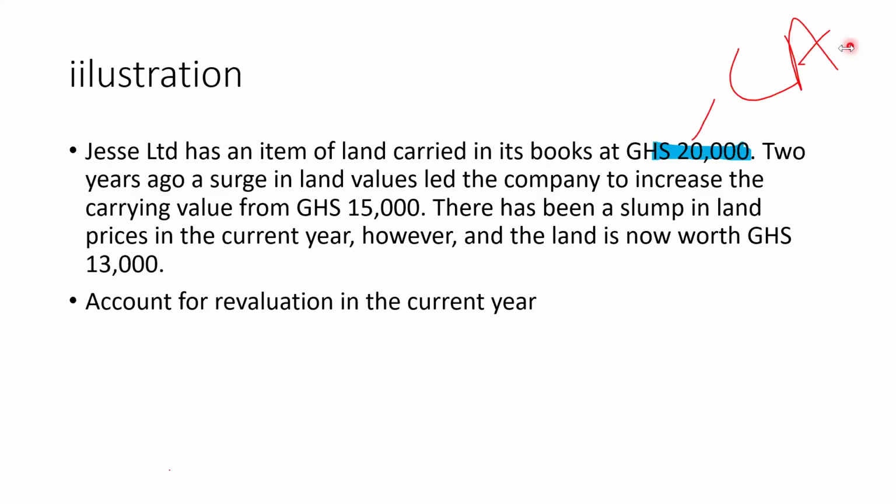Reversing here simply means that we knock off that 5,000 from the current loss of 7,000. After knocking off the surplus of 5,000 from the loss of 7,000, we are still left with a loss of how much? 2,000. So that loss of 2,000 will now go to the income statement as an expense. And then the revaluation reserve of 5,000 in the balance sheet will go off.